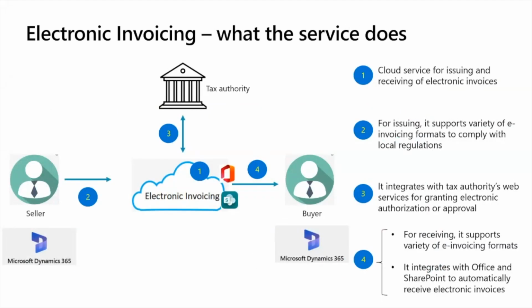So then, what does the electronic invoicing service do? First, it is a cloud service for issuing and receiving electronic invoices. For issuing, it supports a variety of electronic invoice formats to comply with local regulations from several countries. It integrates with tax authorities' web services for granting electronic authorization or approval. This is a common requirement when we talk about electronic invoices driven by the government. And for receiving, it also supports a variety of electronic invoicing formats, and it also integrates with Office and SharePoint to automatically receive electronic invoices.